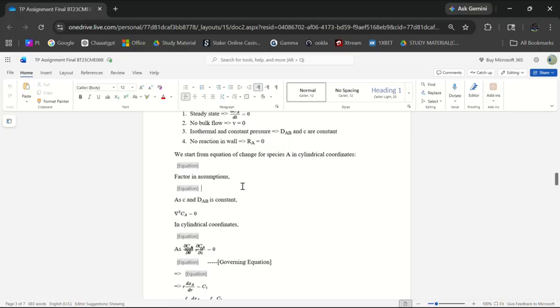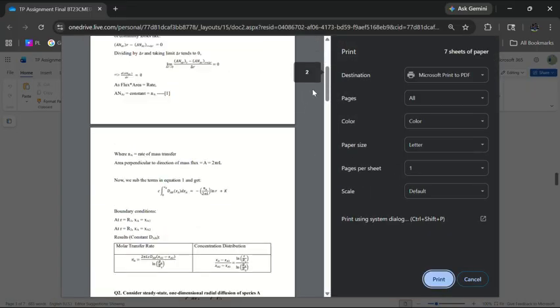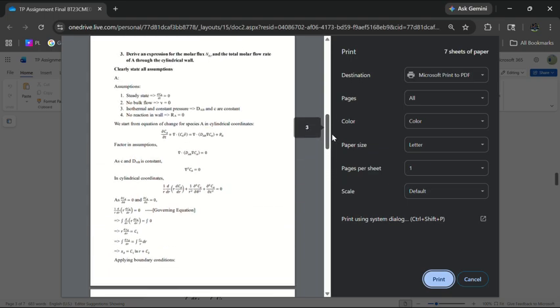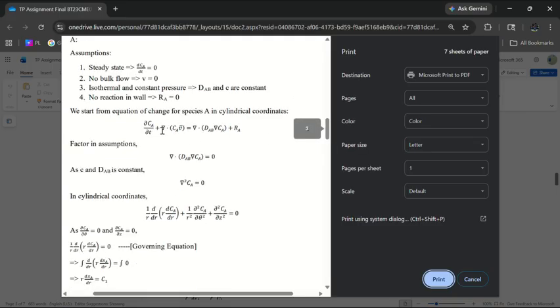Here due to some glitch it's not showing, but let me show you. As you can see here, we start from the equation of change for species A in cylindrical coordinates, which is ∂CA/∂t plus del operator into CAV, where V is the characteristic velocity, is equal to del into DAB del CA plus RA.